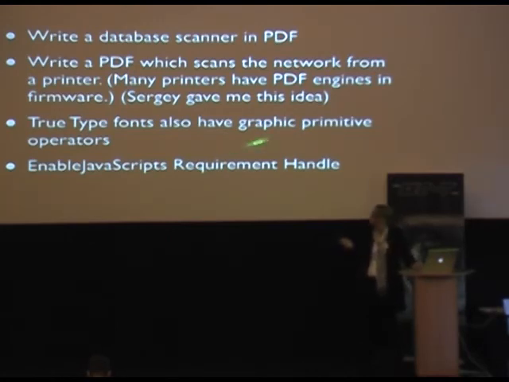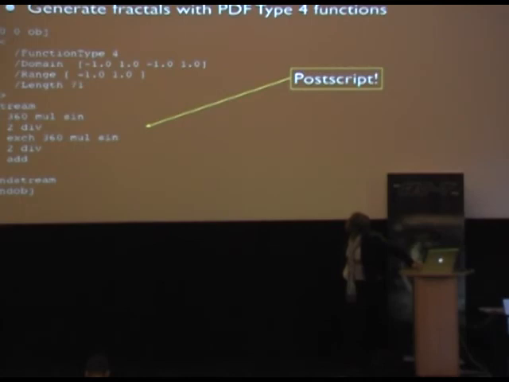TrueType fonts have a ton of graphics operators, and if you actually read through the spec, it's almost like PostScript as well. In the last month or two, there's been a whole bunch of 0-days discovered in the TrueType rendering engine of a bunch of PDF engines. So I suspect there's a lot more lurking in the TrueType engine. There's also a type 4 function for doing dot screens and stuff like that, and this is basically a subset of PostScript.